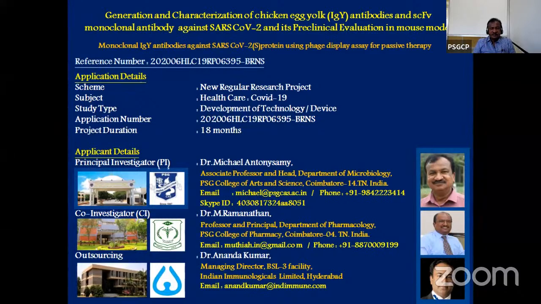Dr. Ramanathan has a cell culture facility, and Dr. Anand Kumar's Indian Immunologicals is going to be like a 3,000 crore industry in turnover. They can handle viral infections very easily, and they have a class 4 type of viral handling facility. Any type of virus they can handle. These are the 3 facilities we had. With these facilities, when we presented, we were able to get funding.